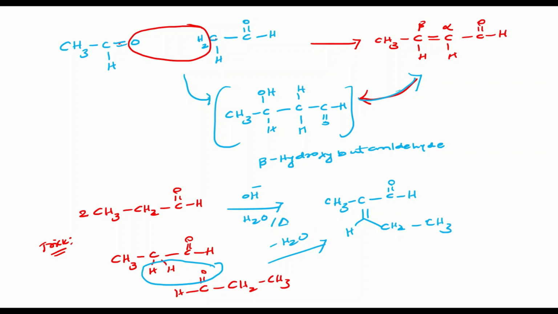So very simple, wherever you have an alpha hydrogen, in one molecule you have to take 2 hydrogens, in another molecule you have to take 1 oxygen. After removing that water, you have to make one double bond between 2 carbon atoms. So this is called the self-aldol reaction. I'll take one more example. If I take 2 moles of cyclopentanone, how are we going to get this product? Using the same condition, OH minus, water and heat.